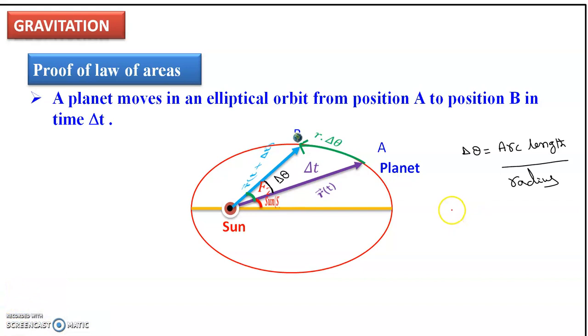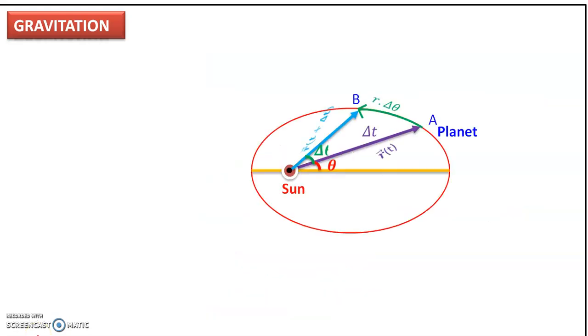Arc length is AB here. That AB is equal to angle into radius. Radius is r, angle is delta theta. So AB equals r delta theta. Now, when the planet is at A, its radius vector is r. It moves to point B.